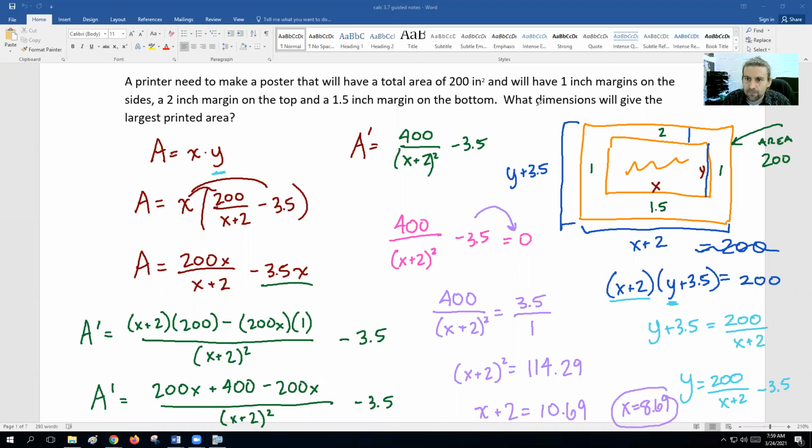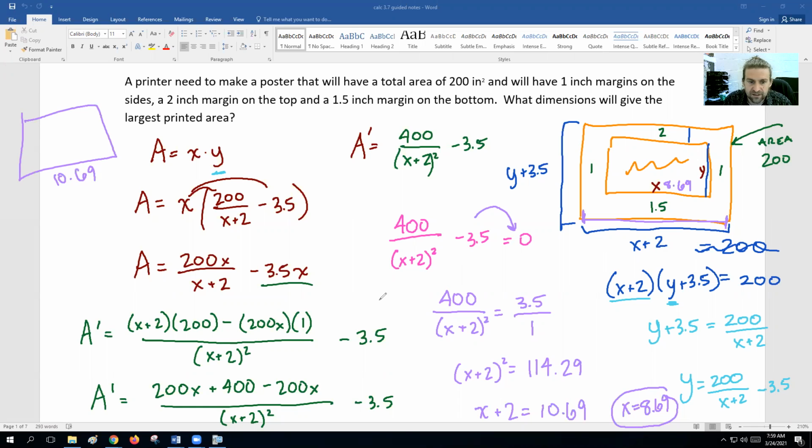So it does say what dimensions give the largest printed area. So we have to kind of do a little bit of work to get the dimensions. And I'm assuming the dimensions are talking about the entire printed part here. We could talk about specifically the dimensions here on the inside, which is 8.69. But let's go through. If we know the bottom of this printed area here is x plus 2, so the x is 8.69, the bottom of that would have to be 10.69.